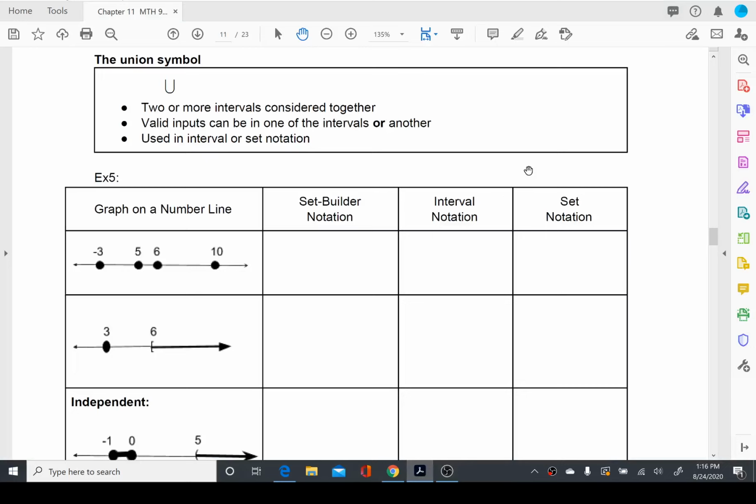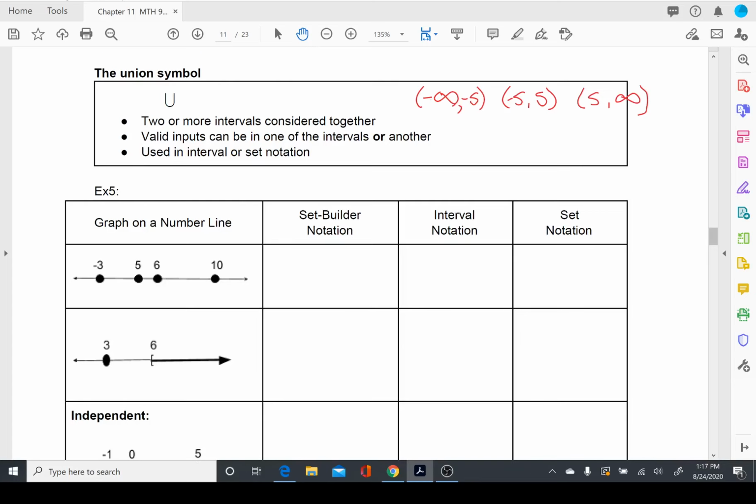Chapter 11.2, Part 2. We're now going to start working with the union symbol. We could have used this symbol earlier on when we had our domain from negative infinity to negative 5, from negative 5 to 5, and 5 to infinity. What we had done earlier was we just separated each of those intervals with commas. It would be more appropriate to separate them with union symbols. They mean that the domain or the input could have been in any one of those intervals.